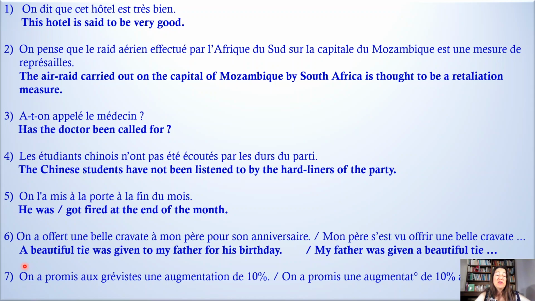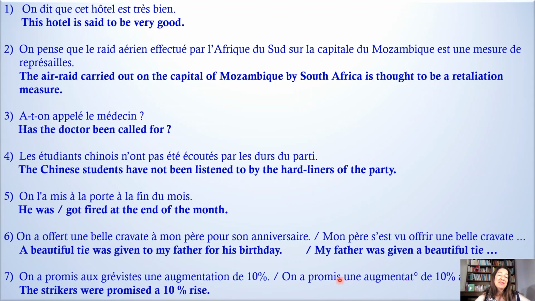If it's not the subject, which is too vague, then it is the object. And the object, the strikers, is then going to be the subject of the translation. And once we have chosen that subject, then we have no other option than to use the passive voice. Therefore, the translation will be, the strikers were promised a 10% rise. And obviously, on a promis une augmentation de 10% aux grévistes.